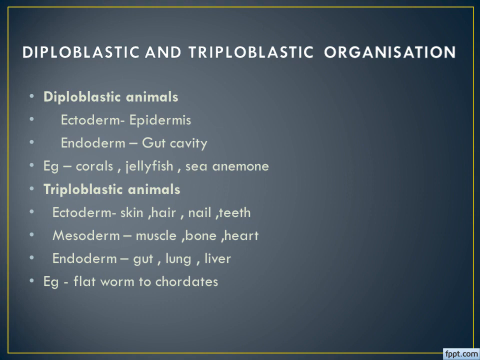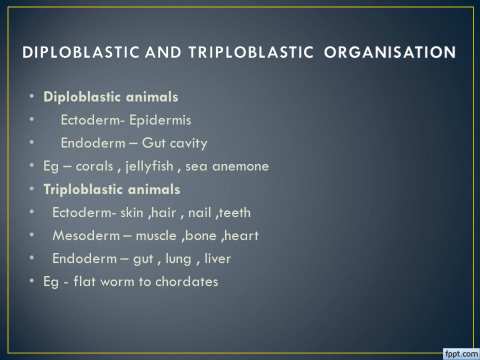Understood? The next one is triploblastic animals. The embryo consists of 3 germinal layers. The outer layer is known as ectoderm, the middle layer is known as mesoderm, and the innermost layer is known as endoderm. From these layers, the organs develop. For example, from the ectoderm, skin, hair, nail, teeth develop. From mesoderm, muscle, bone, heart develop. And from the endoderm, gut, lung, and liver develop.